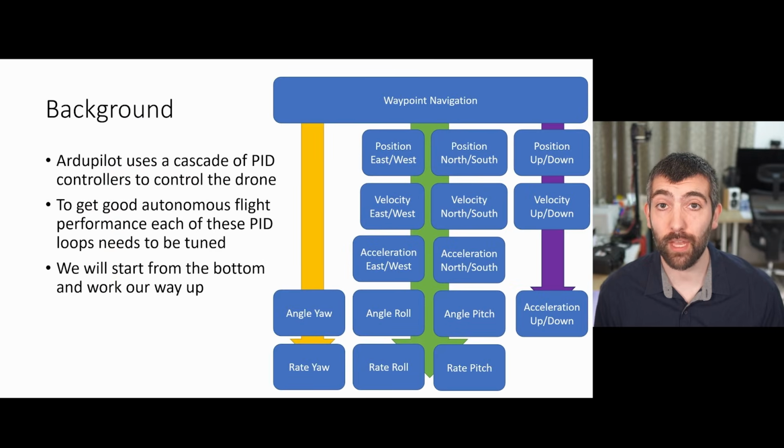Before we dive into the theory of PID tuning ArduPilot, I just want to give you some background on all of the different PID controllers that ArduPilot has inside it. ArduPilot uses a cascade of PID controllers to control the position, the velocity, the acceleration, the angle, and the rate of rotation of the drone. To get good autonomous flight performance, you need every single one of these PID controllers to be correctly tuned. So we're going to start at the bottom and work our way up. That's the way that we have to tune these things, because you can't tune these higher level controllers if the lower level controllers are not performing brilliantly.